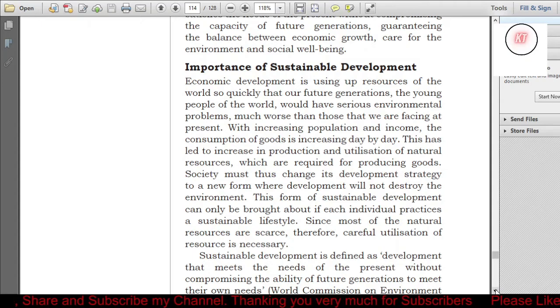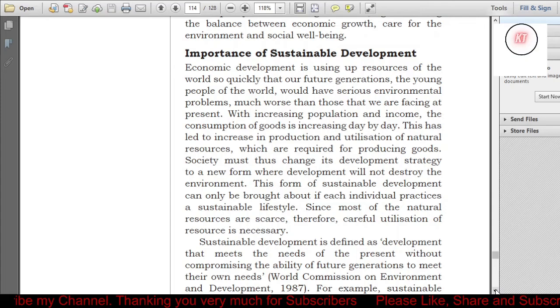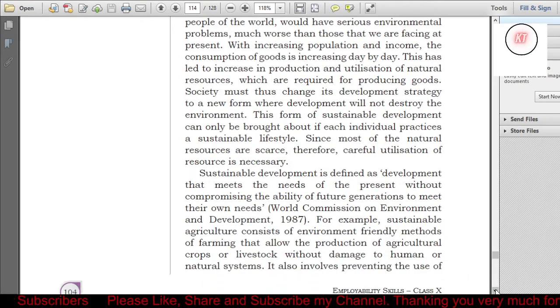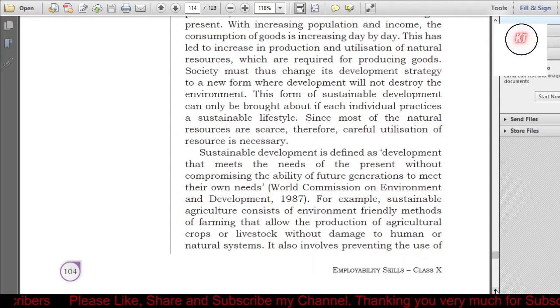Society must thus change its development strategy to a new form where development will not destroy the environment. This form of sustainable development can only be brought about if each individual practices a sustainable lifestyle. As most of the natural resources are scarce, careful utilization of resources is necessary. Sustainable development is defined as development that meets the needs of the present without compromising the ability of future generations to meet their own needs.